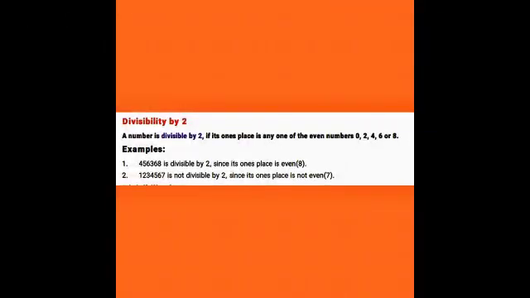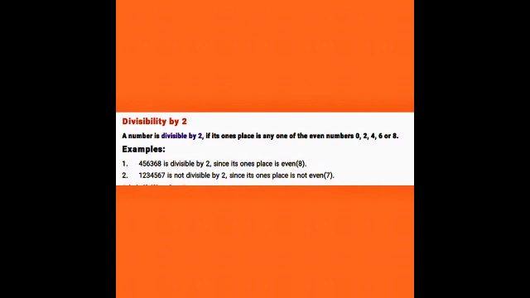A number is divisible by 2 if its ones place is any of the even numbers such as 0, 2, 4, 6 or 8. My dears, what is the test of divisibility by 2? Yes, the numbers which end with 0, 2, 4, 6, 8 are divisible by 2. That is the rule for divisibility by 2.